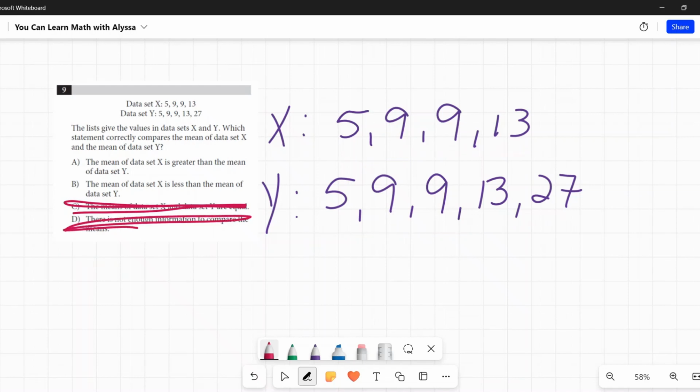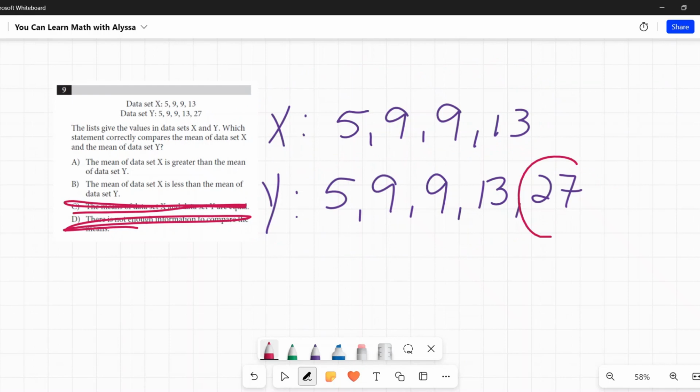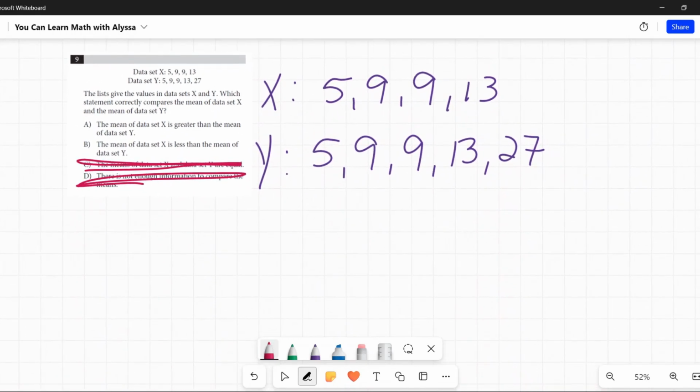So we're just wanting to know if it's greater or less than. If the mean of the data set of X is greater than or less than the mean of this, the only difference is this number 27. Because 27 is larger than the other largest number, 13, it is going to raise the average. Always. Higher numbers raise the average. If this was a lower number, if it was down here, if we didn't have 27 and the difference was a number 1 down here, it would lower the average. Always. Think about it in terms of grades, and you can see how this works.